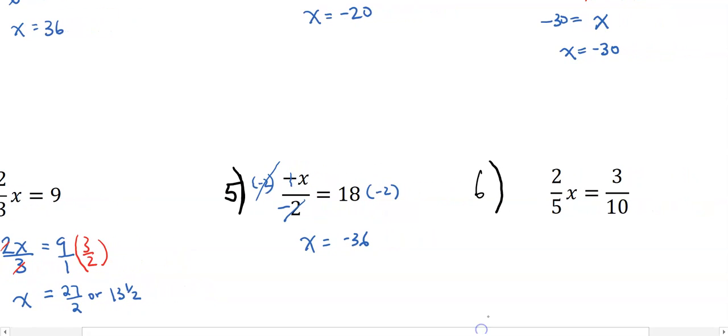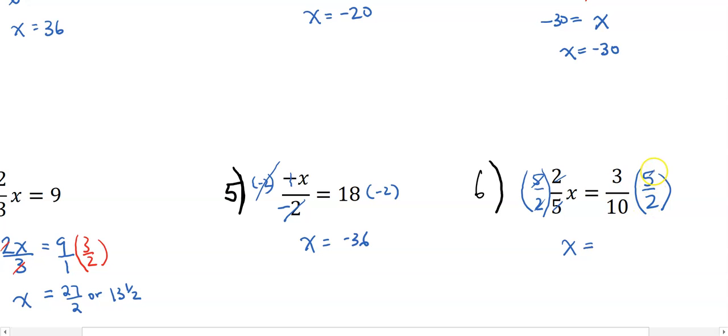Let's move over to this one. Again, here we have a fraction, 2 over 5x. So to undo 2 over 5, I multiply by the reciprocal, so I put brackets to multiply. Whatever I do to one side, I must do to the other. So whatever I've done to the left side, I must do to the right side. That keeps it balanced. This left side, everything cancels, and I'm left with x on the left side.